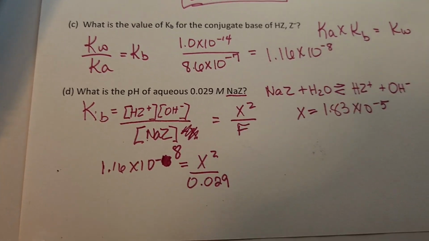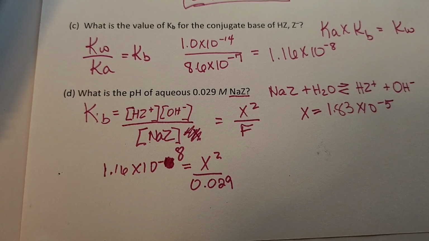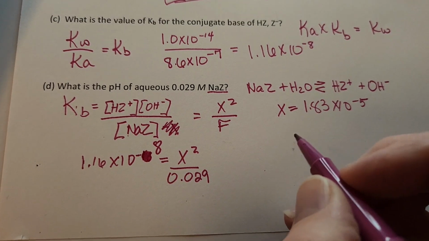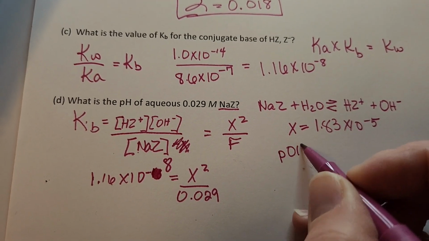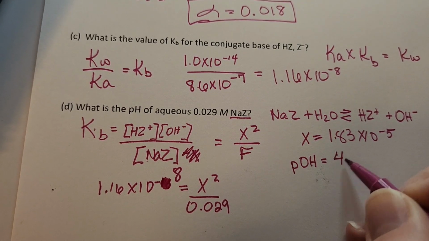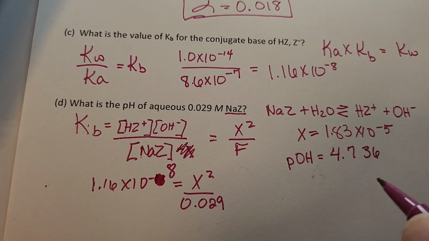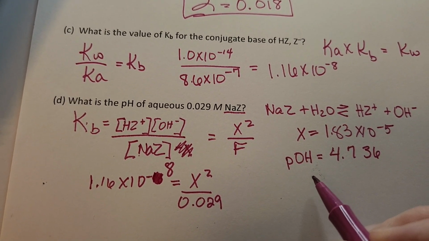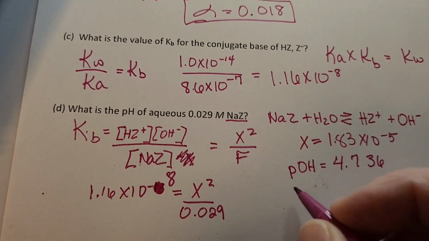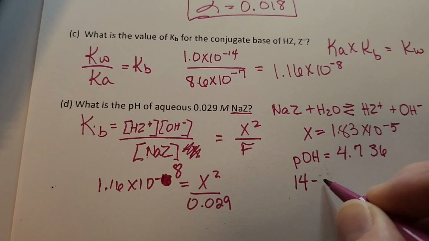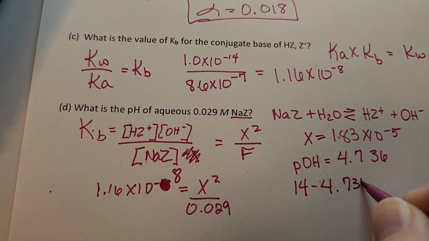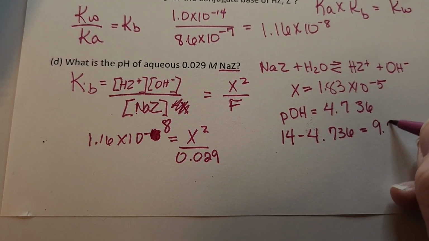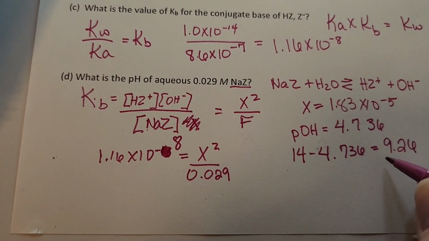And then when we calculate this, we're going to remember that X is equal to our hydroxide concentration. So when we plug that into our pOH formula, we're going to get that our pOH is going to be equal to 4.736. And then we are going to take this pOH and we're going to subtract it from 14 in order to get our pH. So 14 minus 4.736, and that is going to give us 9.26 as our pH.